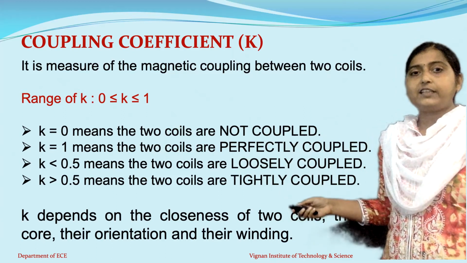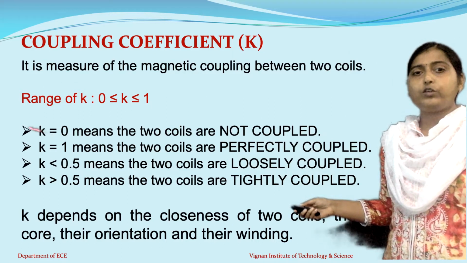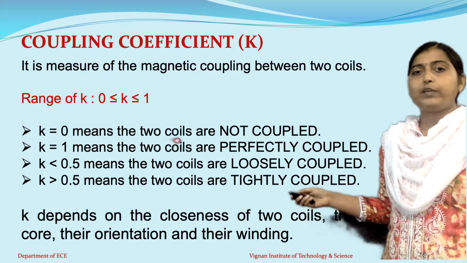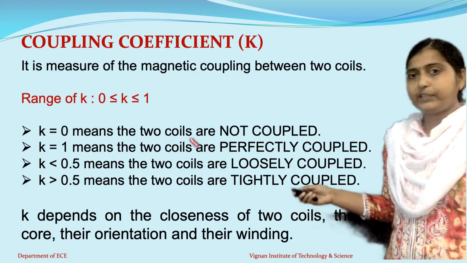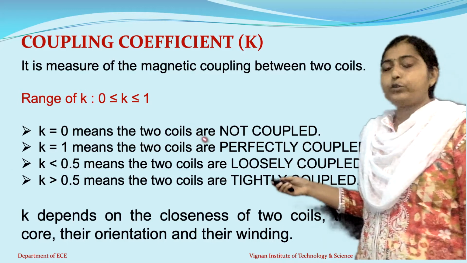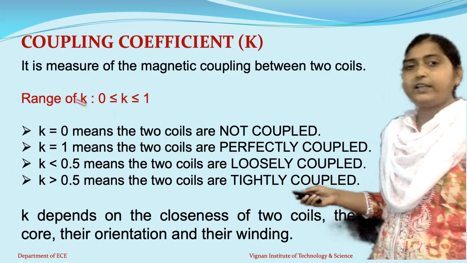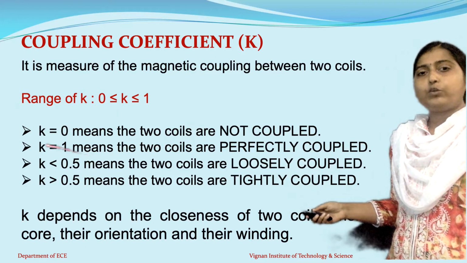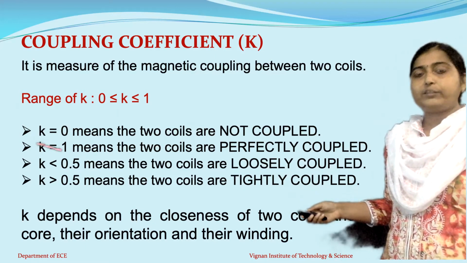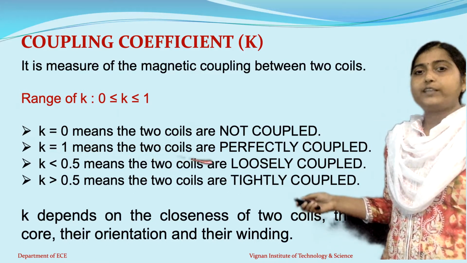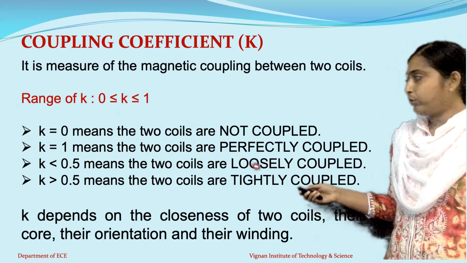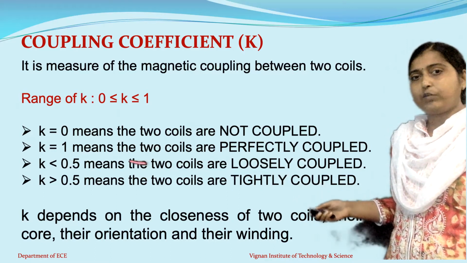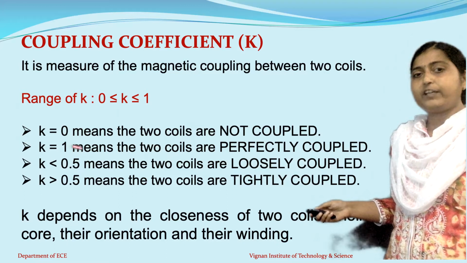Let us first understand when the K value is equal to 0. When K is equal to 0, the two coils are not coupled. That means there is no link between the two coils. Now, when K is equal to 1, which is the maximum value, the two coils are perfectly coupled.